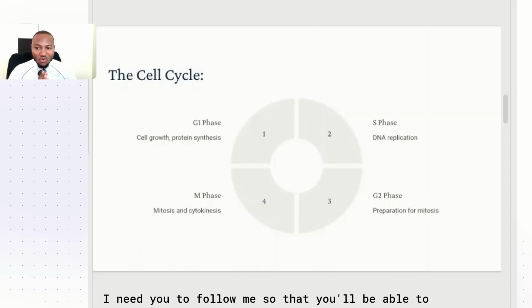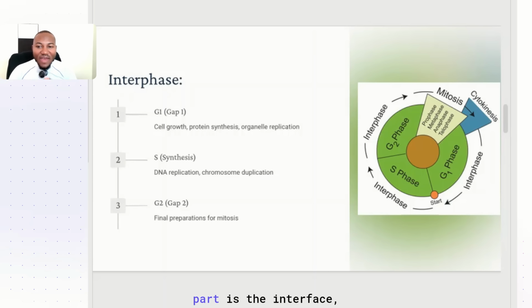I need you to follow me so that you'll be able to understand this thing properly. Now, the first part is the interphase, right? So the interphase contains the G1 phase, the S phase, and the G2 phase.